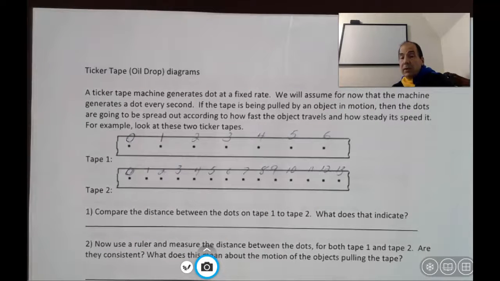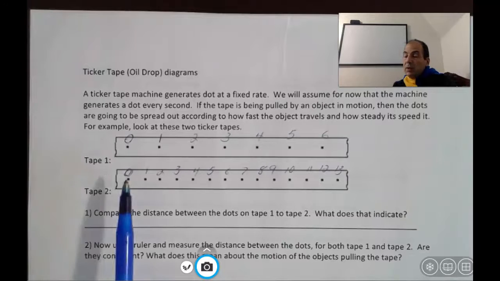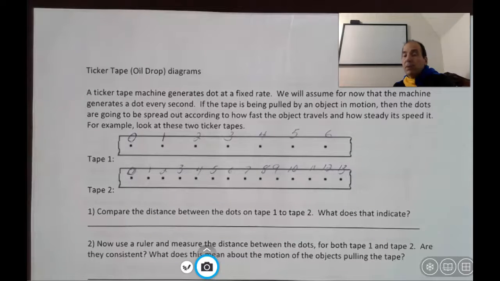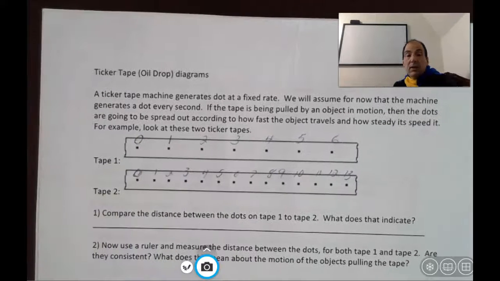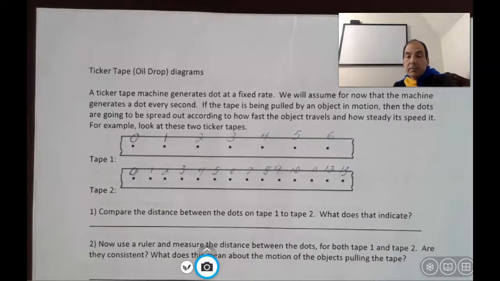Now, just thinking of it that way may help you to think about what this first question is asking. Compare the distance between the dots in tape 1 and tape 2. Well, clearly, in tape 1 the dots are more spread out. So what does that indicate? Well, remember, we're talking about kinematics. We're talking about motion. So if the dots are spaced out more, that means that the car is moving further in 1 second here than it is there. So we can infer that the car pulling tape 1 is going faster than the car pulling tape 2. So that's what we're talking about here.